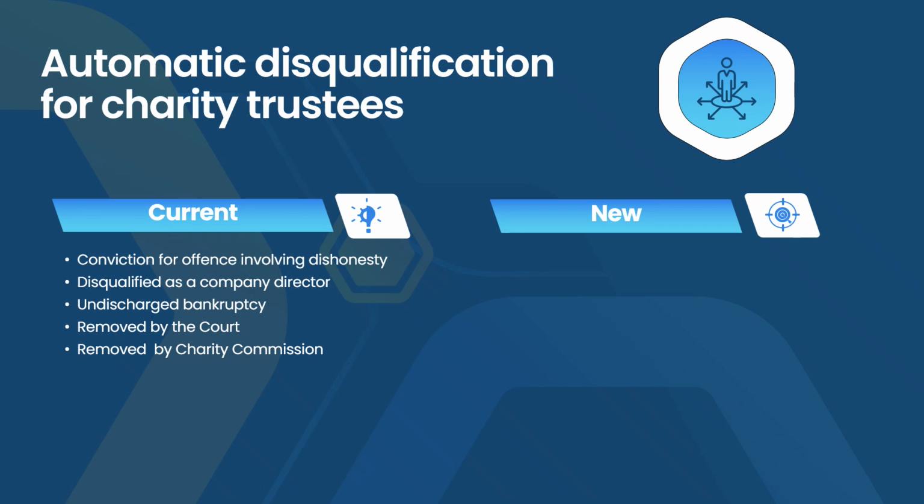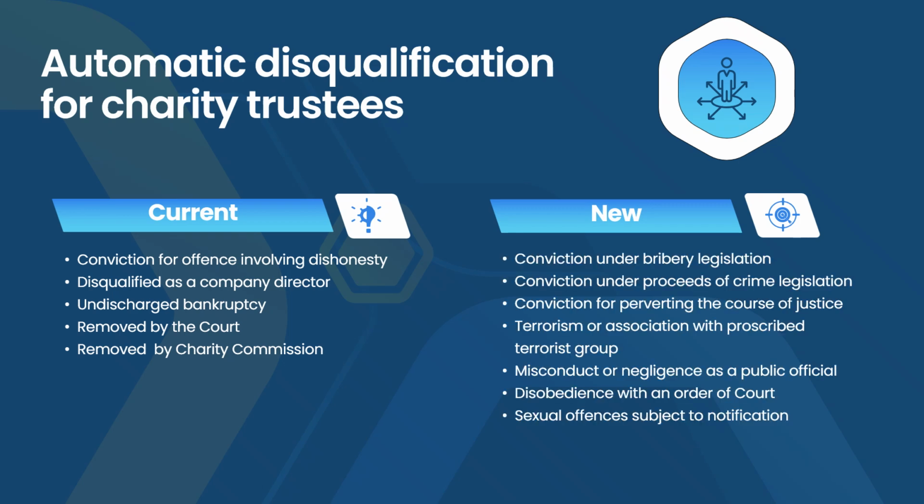With this new legislation, the new Act says that you can't be a charity trustee if you have a conviction under the bribery legislation, under the proceeds of crime legislation, have been convicted for perverting the course of justice, are associated with terrorism groups, have been a public official who has misconduct or been negligent, have a disobedience with an order of the court, or have a sexual offence subject to notification. If you have any of these or are unsure, please contact Oscar.